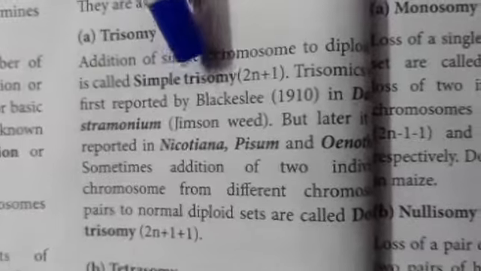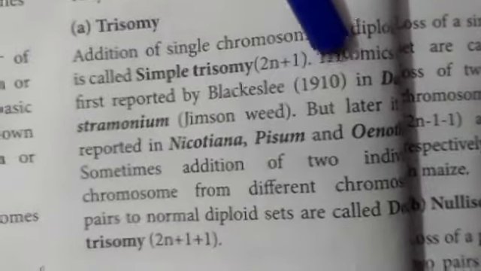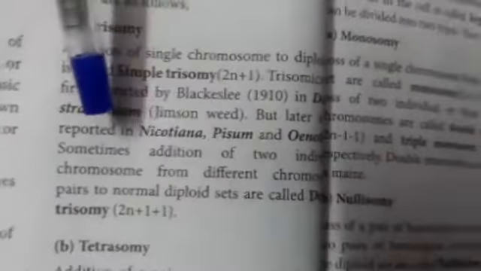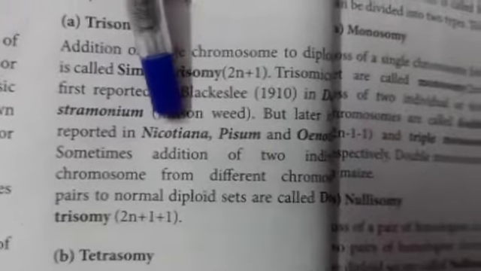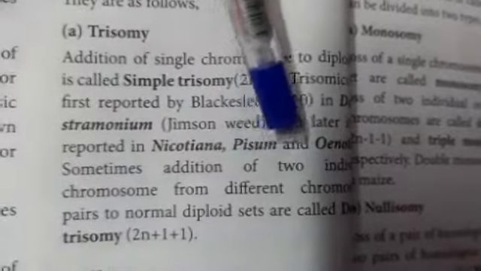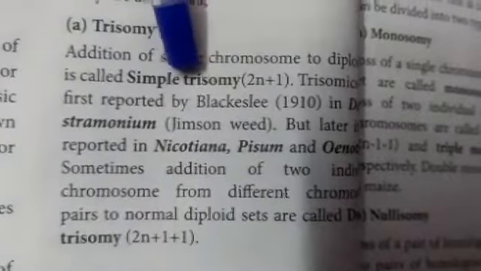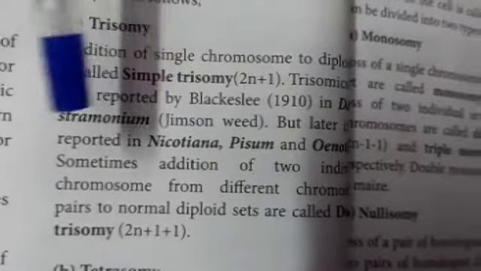Trisomy was first reported by Blakeslee in Datura stramonium, Jimson weed. Later it was reported in the tobacco plant, pea plant and Oenothera. So in these plants trisomies are reported.